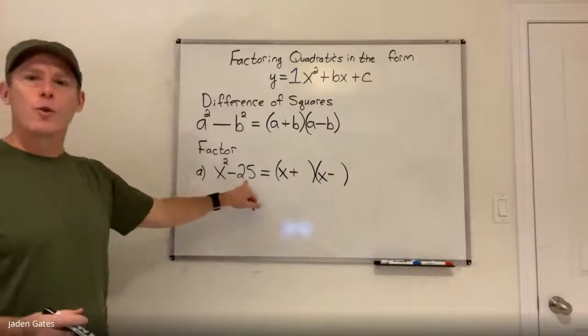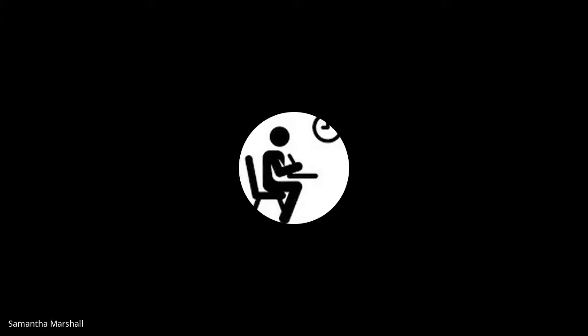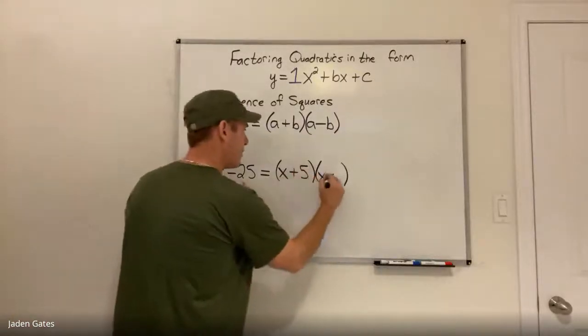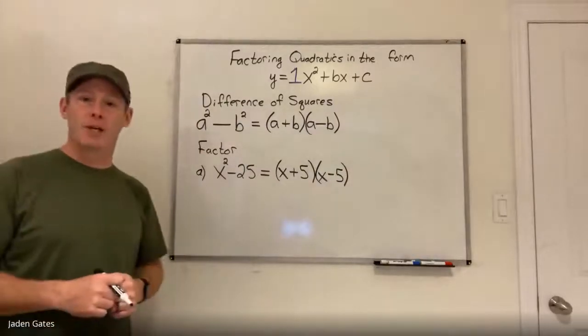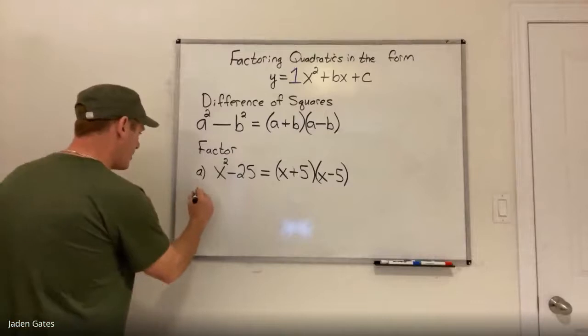I square root 25. What do I end up with? 5. Second term, 5 goes in the second spot. And there we go. X plus 5 times x minus 5. It's factored. All right. B.